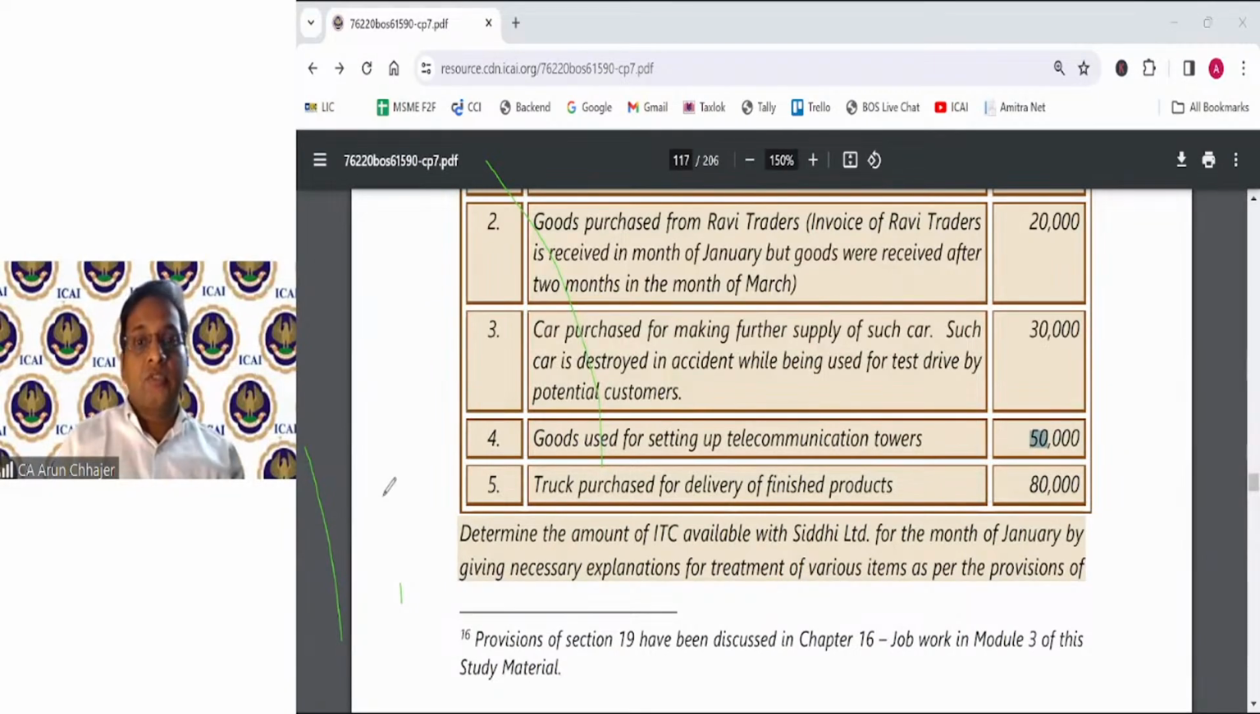Correct? So thank you so much for your active participation. Very nice. Prerna, Viraj, Mohammad Abdul Rahim, Aniket, everyone is correct.